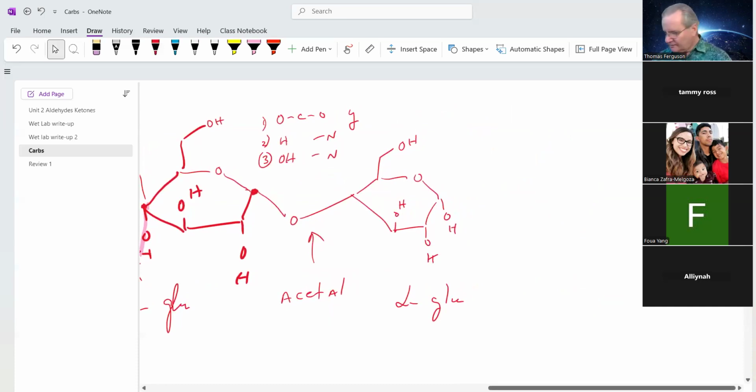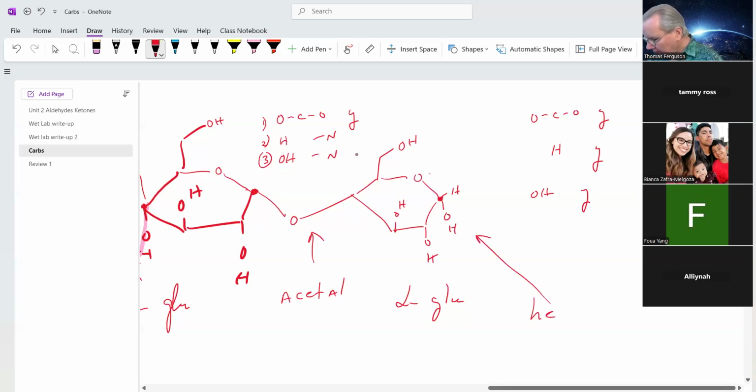Now, that's on the left-hand glucose. On the right-hand glucose, we have OCO again. We have H, and we have OH. So that's a hemiacetal.